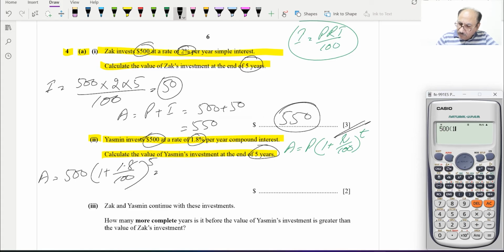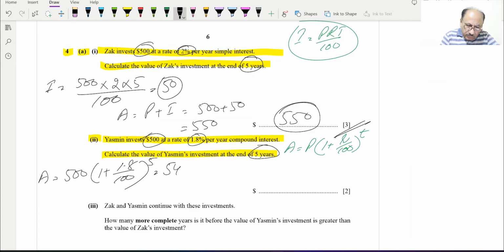500 into 1 plus rate is 1.8 over 100 and raised to the power 5, and this is equal to 546.65, rounded to 2 decimal places, 546.65, and we can write here 546.65, our final answer in dollars for 2 marks.